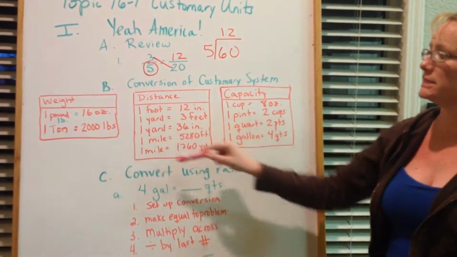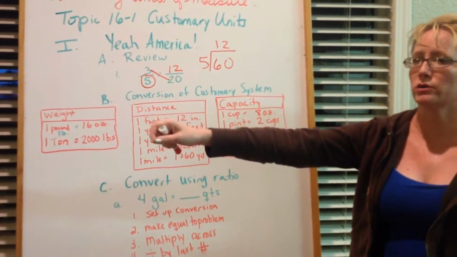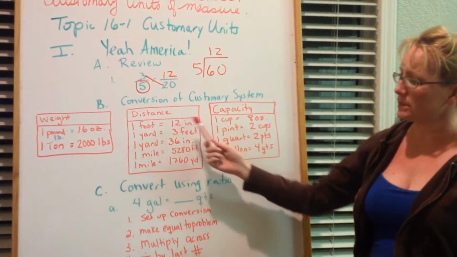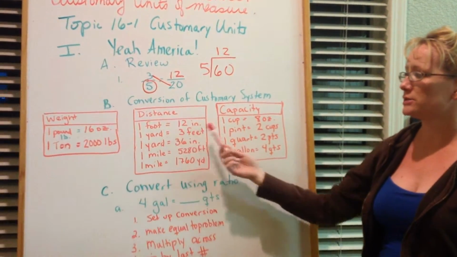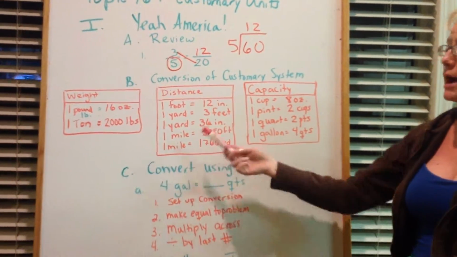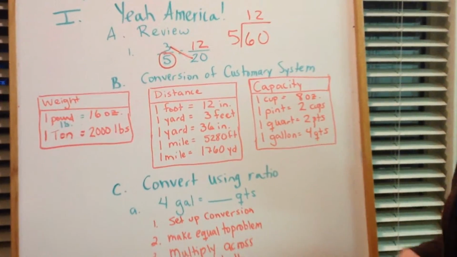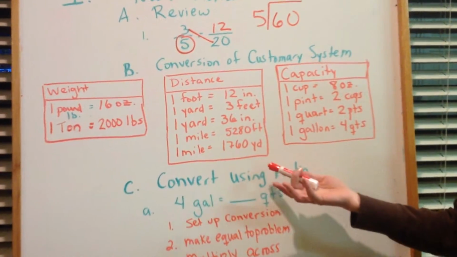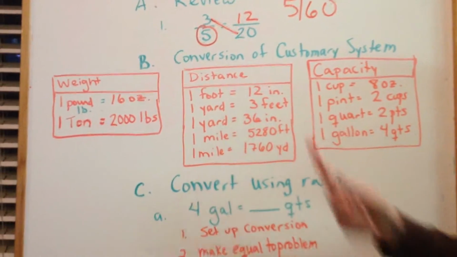So the next thing is the distance. We're going to use a tape measure. That's the distance. A foot is 12 inches. A yard is 3 feet. 1 yard is also 36 inches. 1 mile is 5,280 feet. 1 mile is also 1,760 yards. So you got to write all this down.